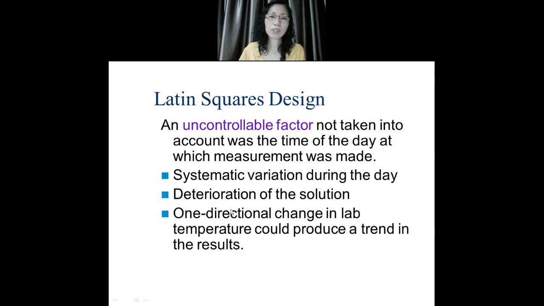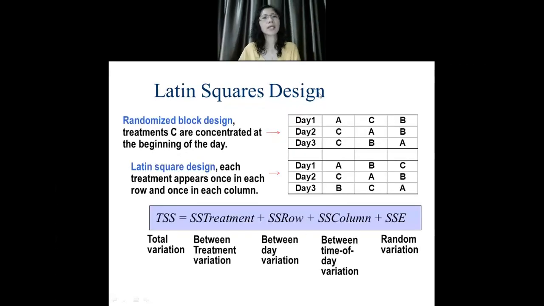Or a one-directional change in laboratory temperature could also produce a trend in the results, where the morning is cooler and the afternoon is hotter. So, Latin square design, observe the difference here. This is a Latin square design compared to the randomized complete block design just now. You see that treatment C is concentrated in the beginning of the day.